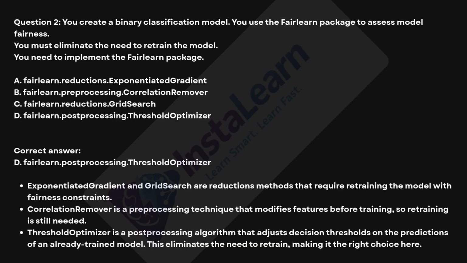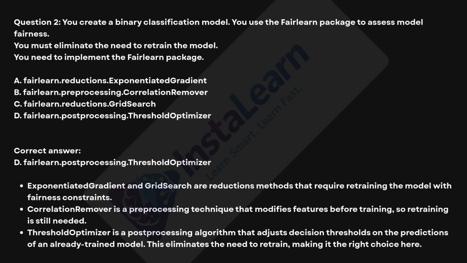The correct answer is D. FairLearn. Post-processing. Threshold optimizer. Here's why. Exponentiated gradient and grid search are FairLearn reduction methods that require retraining the model with fairness constraints. Correlation remover is a pre-processing technique that modifies features before training. Since the data changes, the model must be retrained.